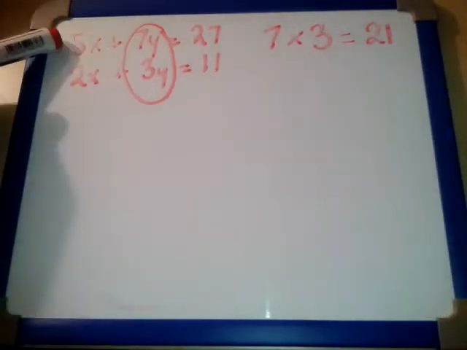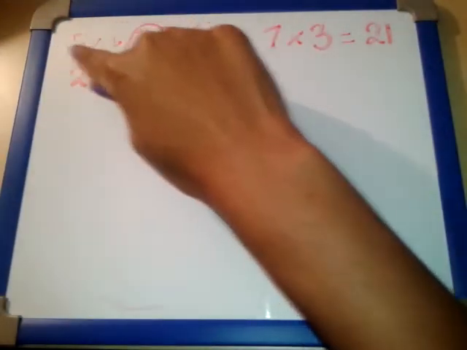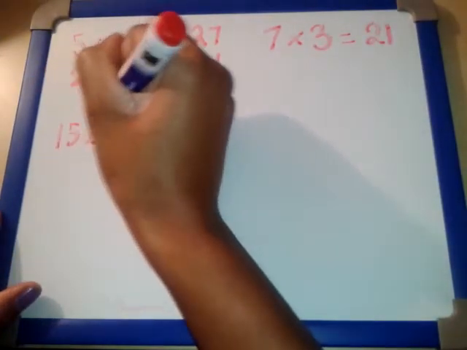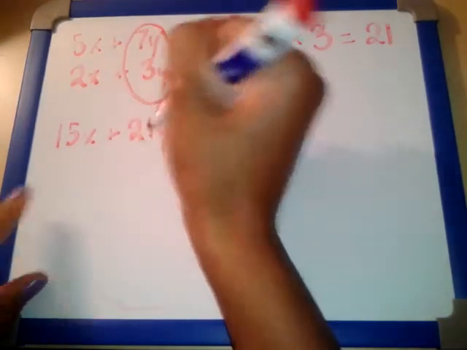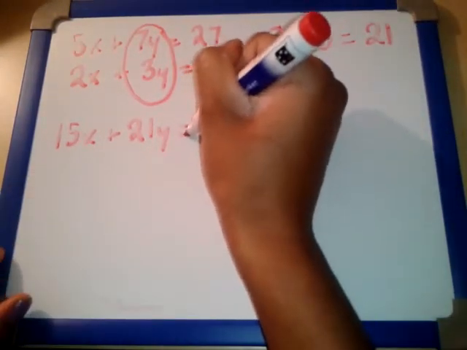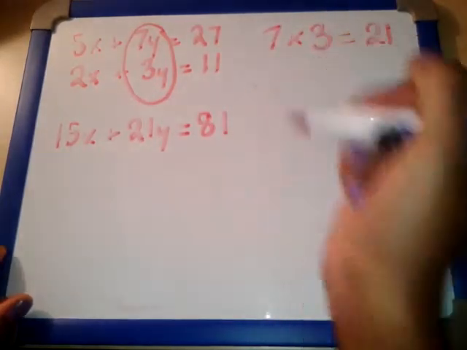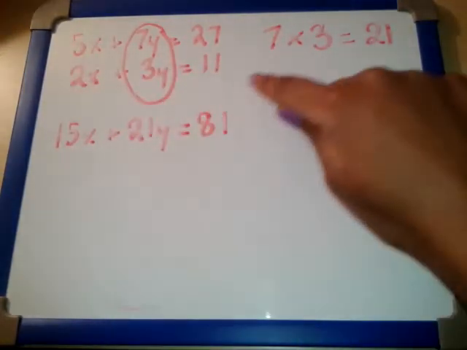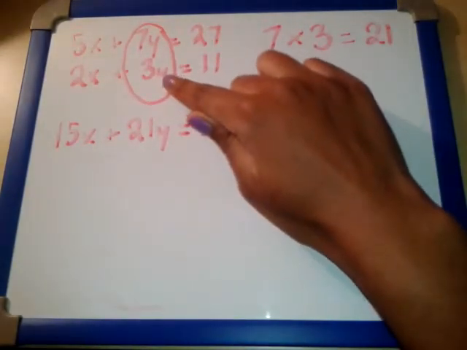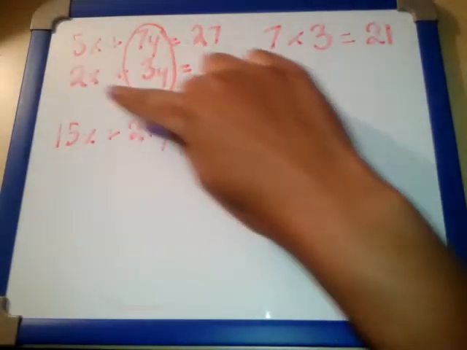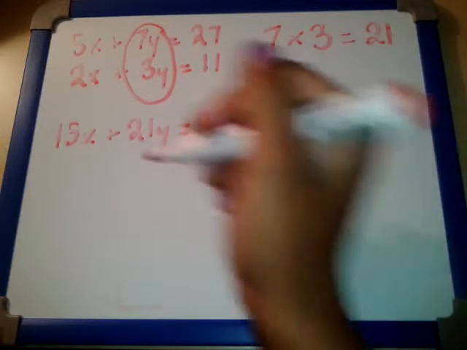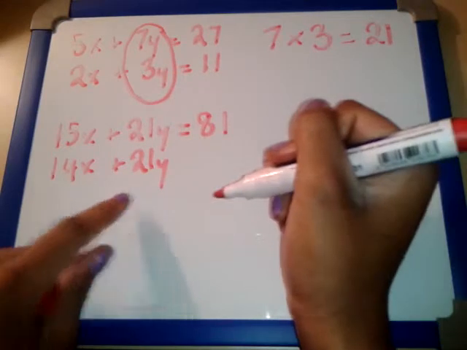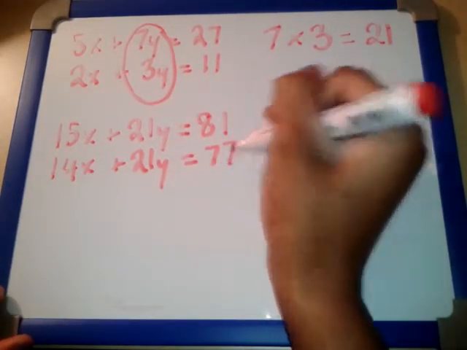So if we focus on the first equation, what we need to do is multiply all of that by 3. This will give us 15x plus 21y, there it is, that's exactly what we want, is equal to 81, and that's because 27 times 3 equals 81. Right, for the second equation, again we want the value of 21y, so we need to multiply all of the second equation by 7. And this is going to give us 14x plus 21y, there it is again, equals 77.